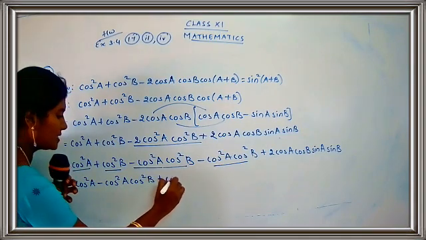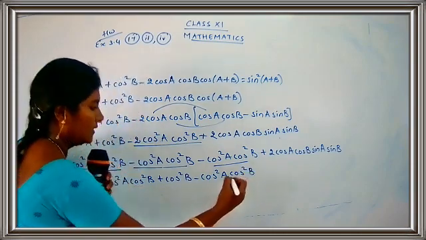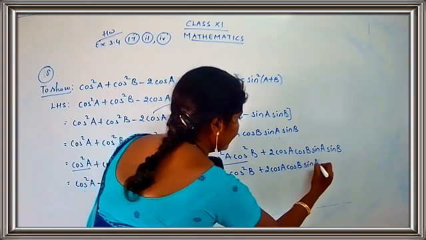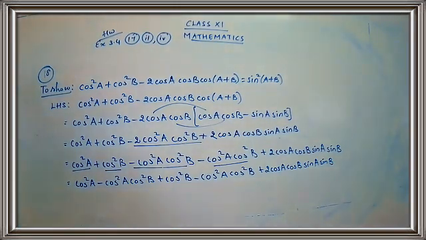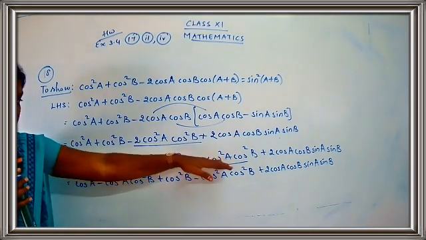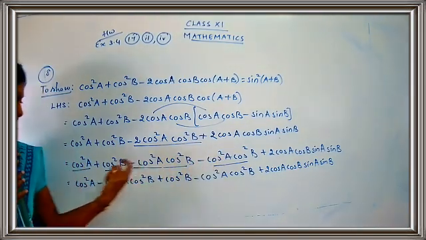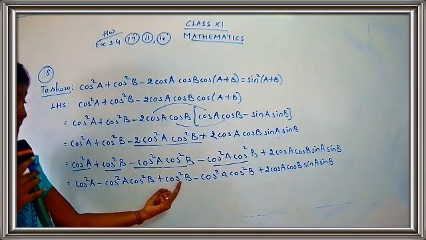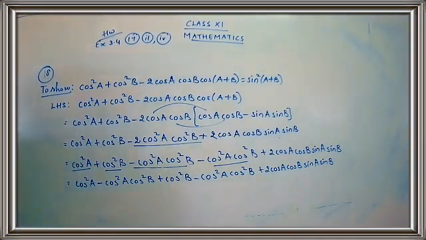Then, plus cos square B minus cos square A cos square B plus 2 cos A cos B sin A sin B. Write down, it's a simple thing. So we have split this. We got minus cos square A cos square B minus cos square A cos square B. You are going to give 1 to the first term and 1 to the second term. So I get here cos square A minus cos square A cos square B plus cos square B minus cos square A cos square B plus 2 cos A cos B sin A sin B.